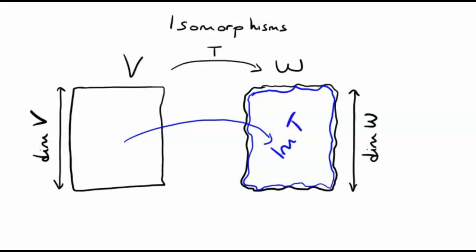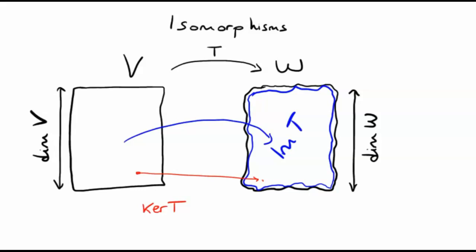There's another way to think about that, and it's to think about the kernel. The kernel is made of all the elements of V that go to 0 under the transformation. And in the case of an isomorphism, there's only one element in the kernel, and it's the element 0. So the element 0 in V goes to the element 0 in W. Therefore, the dimension of the kernel is 0.